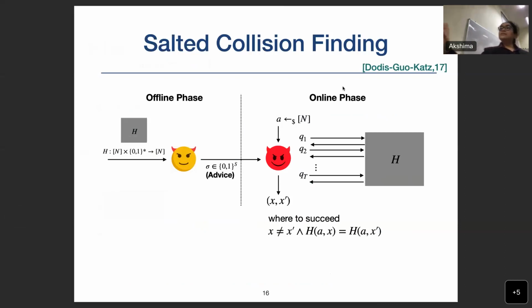So now what happens is, again, the adversary in the offline phase gets access to the function. It outputs S-bit advice. Then in the online phase, it gets one particular salt, and it has to attack that salt. It gets a, gets to make T queries, and it has to output distinct x and x prime, such that H of a, x equals H of a, x prime. And for this, they showed that the success probability is (S plus T squared) over N. It's for salted, yes.